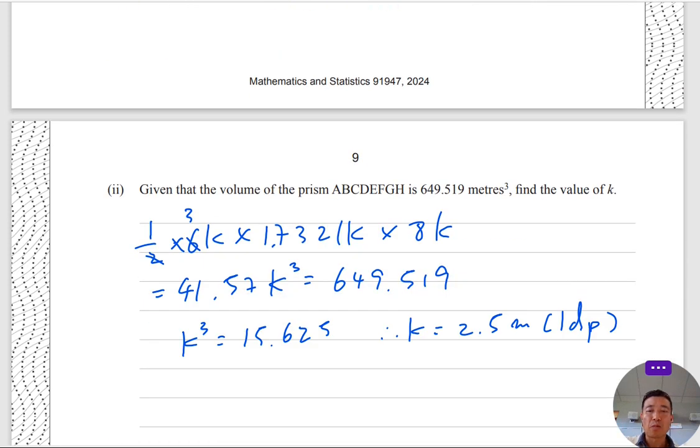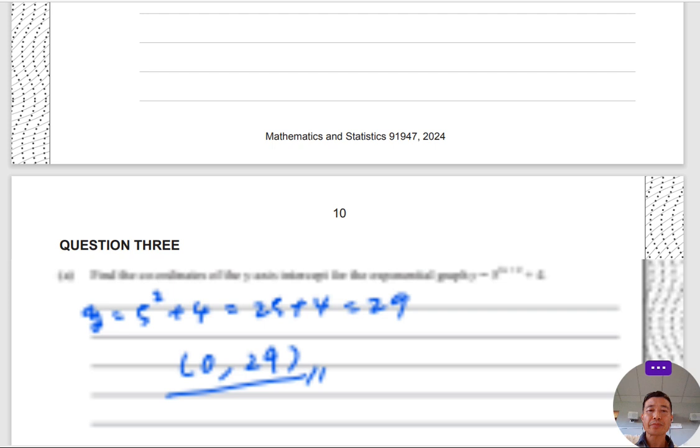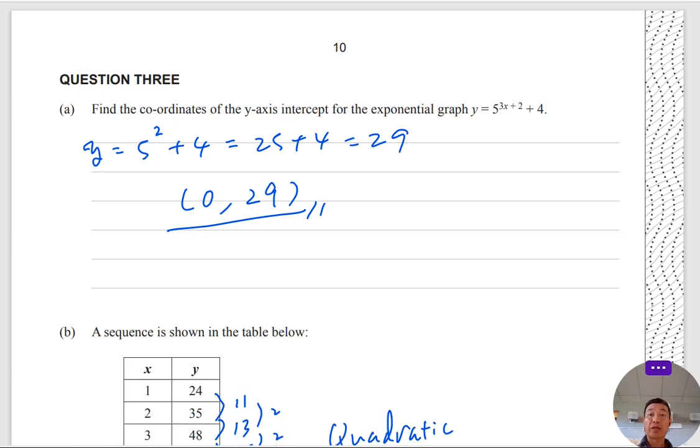So that gives me 41.57K cubed equals 649.519. And then you divide by 41.57 on both sides, and then cube root that gives me K equals 2.5 meters, 1 dp. All right, next, question 3.